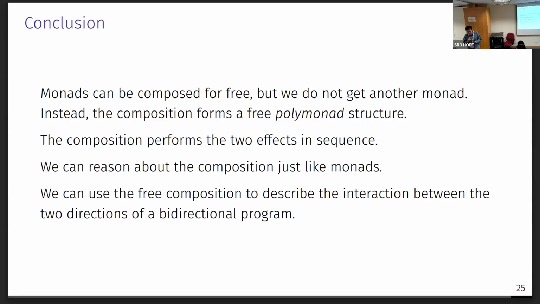So it means first we perform the effects from the first monad M, and then we perform the effects from the second monad N. And we can reason about this composition just like normal monads, using all the familiar properties like identity, associativity, and all the other laws we are familiar with. And finally, we can use this free composition to describe the interaction between the two directions of a bidirectional program. If you are interested in more details about this part, you are welcome to the presentation tomorrow at ICFP.